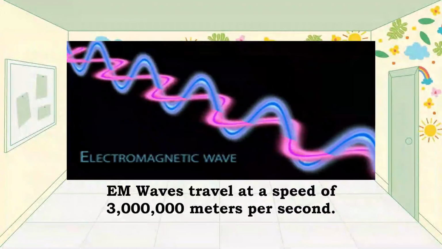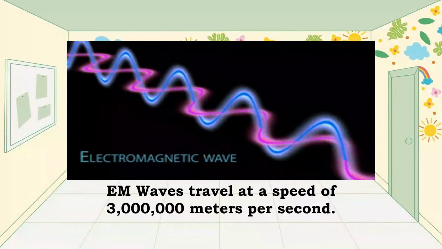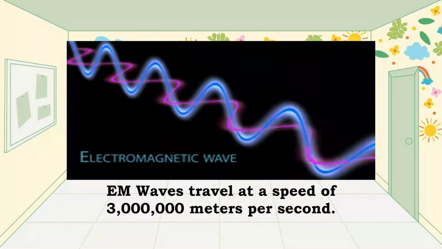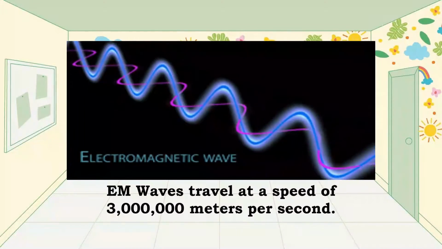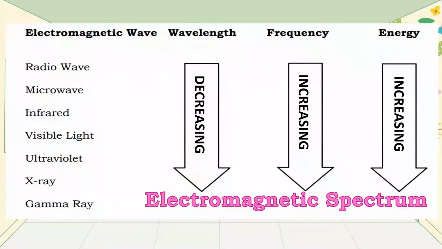While all these EM waves move through space at the same speed of about 300 million meters per second, their wavelengths, frequencies, and energies differ. This is the reason why they are arranged accordingly in a scheme called electromagnetic spectrum, because they differ in their wavelengths, frequency, and energy.